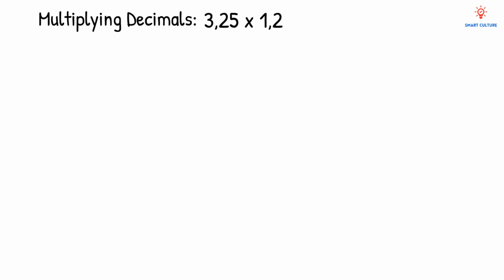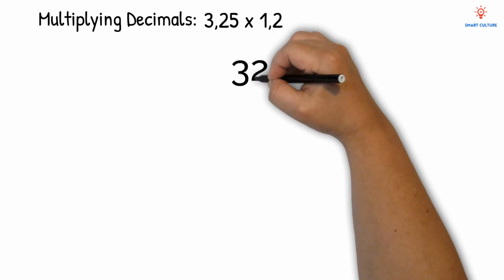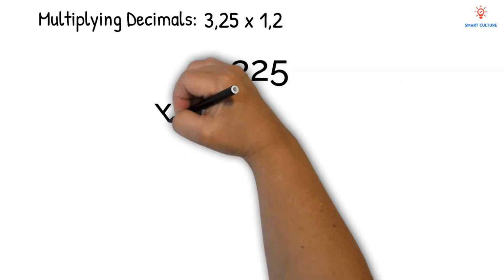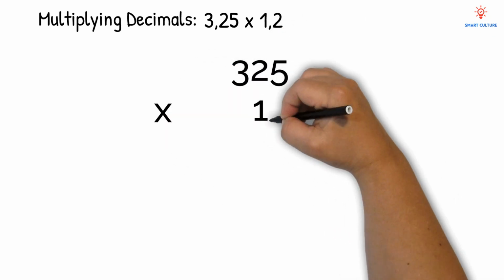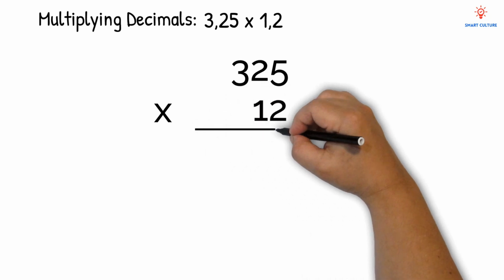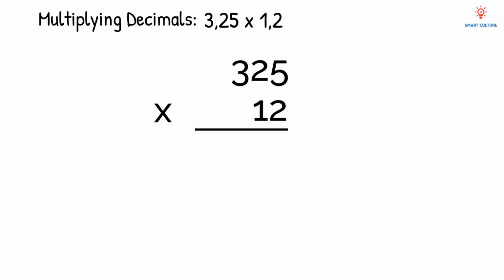Step 1. Ignore the decimal points. First, imagine the decimal points aren't there and set up the problem as if you're multiplying whole numbers. In this case, you'd be multiplying 325 by 12.